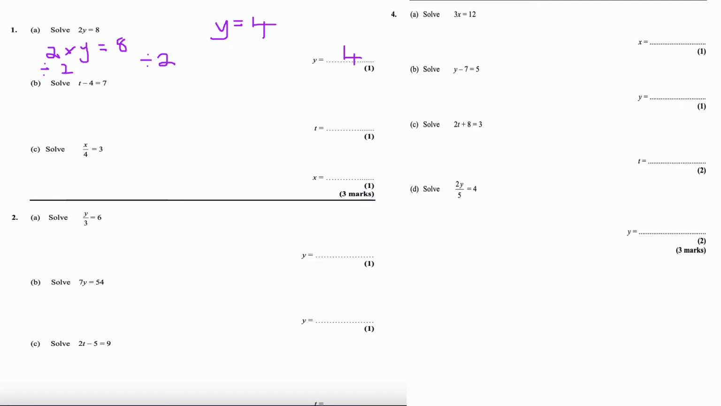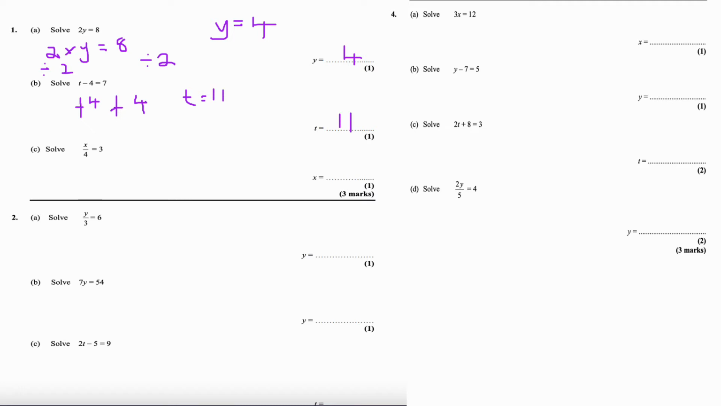Part B, solve this equation. T take away 4 is 7. Well, if I add 4 to both sides, to balance the equation respectively, I get T is equal to 4 plus 7, which is 11, guys. So T is equal to 11.